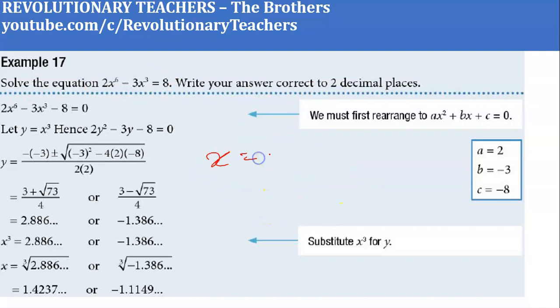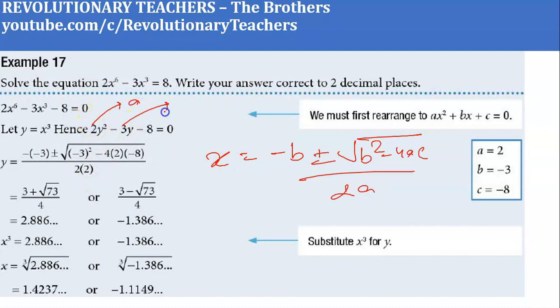What was the quadratic formula? x equals minus b plus minus under root b square minus 4ac, by 2a. Substitute the corresponding values. This is a over here, b is minus 3, and what is c? c is minus 8. Okay, children? Substitute the values and you will get the answer.